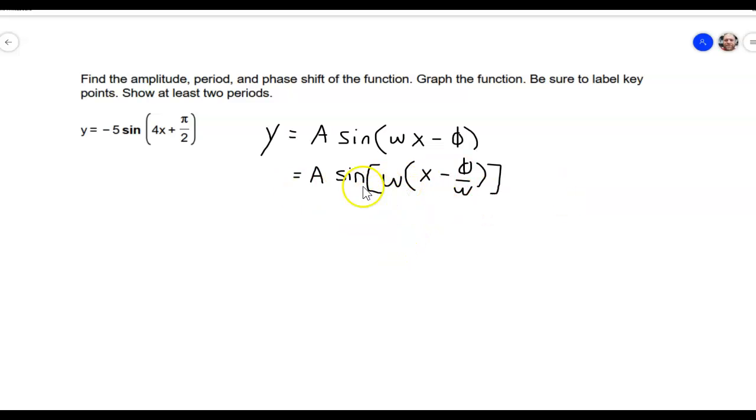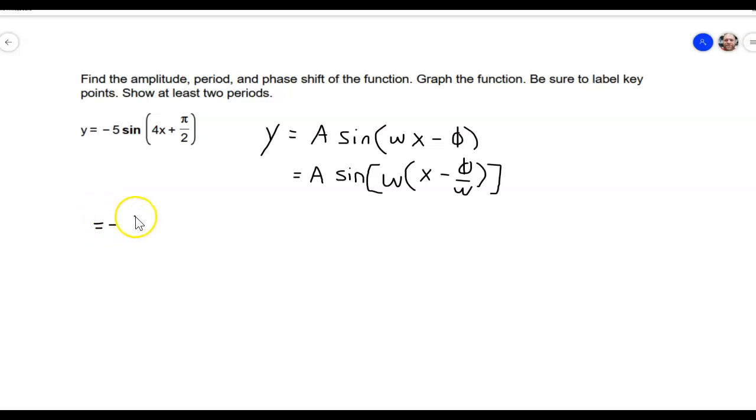This is important because once we put it into this second form, this part here will actually describe our phase shift once it's in this factored form. Either of these forms will help us find our period and our amplitude, but this factored form will give us the phase shift that we need. All right, so for this problem, notice that it's in the first form, so we're going to want to put that into the second form. So let's go ahead and do that right now.